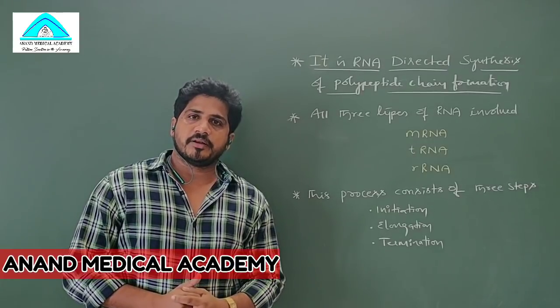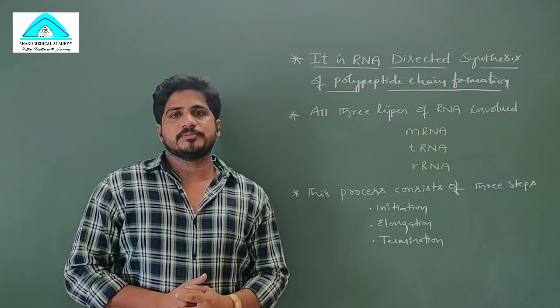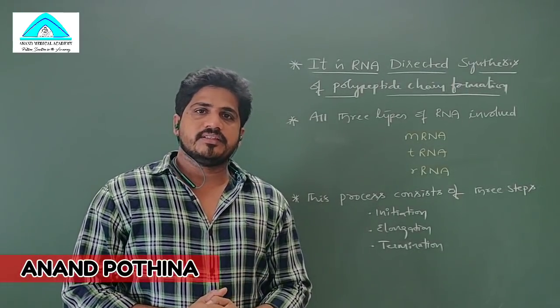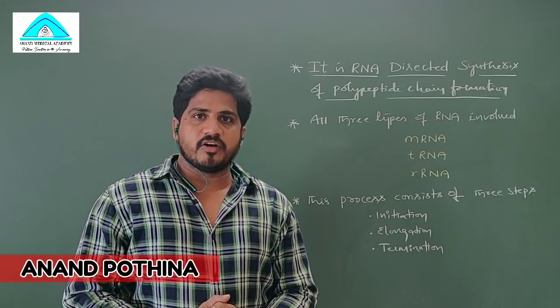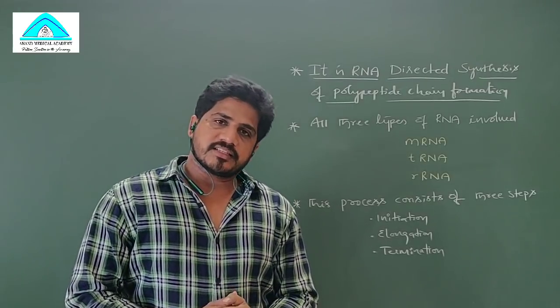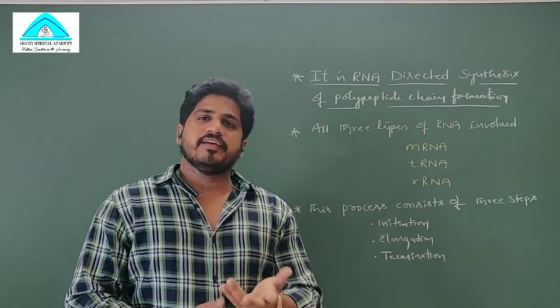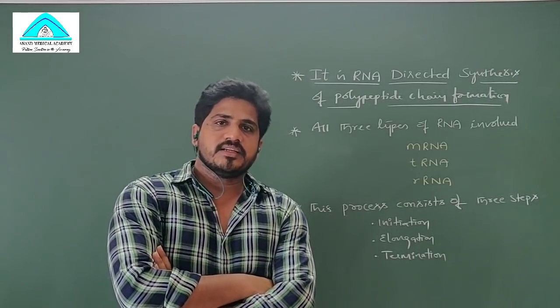Let me continue the molecular basis of inheritance after transcription. After transcription, the result is a matured mRNA. Where does transcription take place? Inside the nucleus in the case of eukaryotes, whereas in prokaryotes it occurs in the cytoplasm.